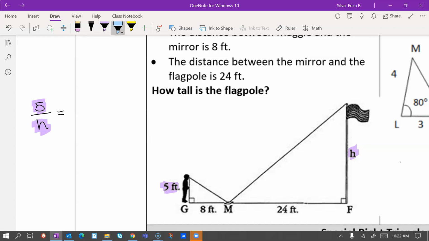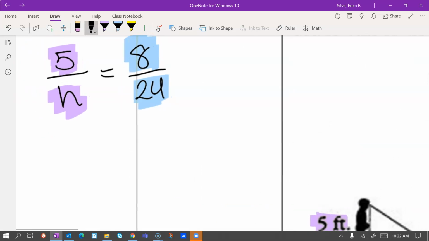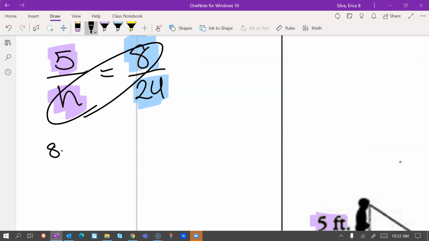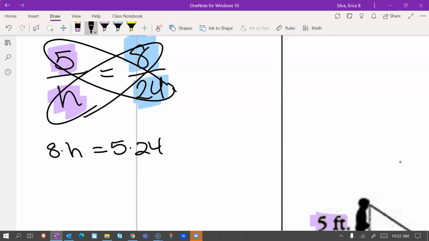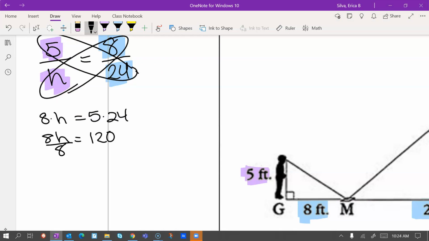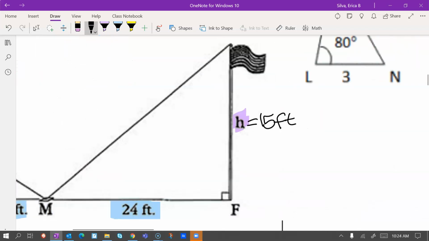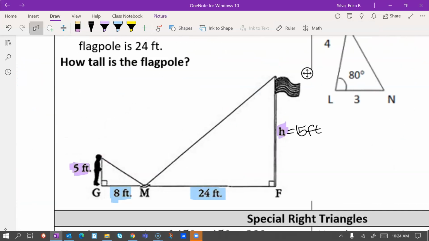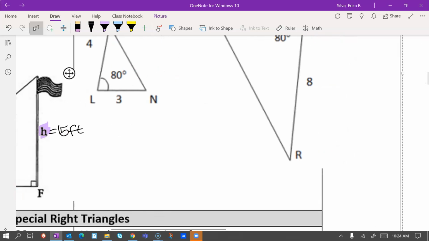Then we look for the other side that's given to us, it's 8, and it corresponds to this side here, which is 24. Again, we cross multiply and divide to find the value of h. We multiply these two, 8 times h, and these two, 5 times 24, which is 120. Then we divide by 8, and h is equal to 15, which means the height of my flagpole is 15 feet. Let's go ahead and go to the next one.